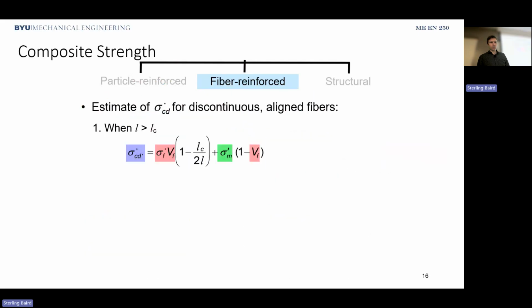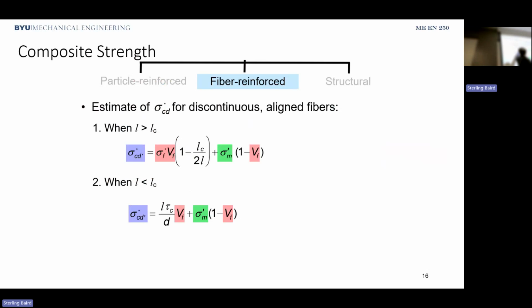There are two equations here. So when L is greater than this critical fiber length, we get this relationship for sigma, or sorry, our longitudinal strength in tension. So these are the two equations for the different regimes. Does that make sense?